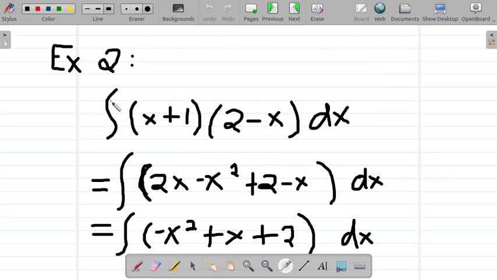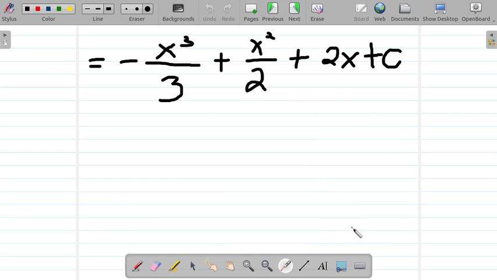Example number 2. Find the antiderivative or the integral of x plus 1 times 2 minus x dx. Using the FOIL method, x times 2 is 2x, minus x times x is x squared, plus 1 times 2 is 2, minus 1 times negative x is negative x, times dx. So, it becomes negative x squared plus x plus 2 dx. Then, using the power rule, x to the power of n plus 1 over n plus 1, it is equal to negative x cubed over 3 plus x squared over 2 plus 2x plus c.